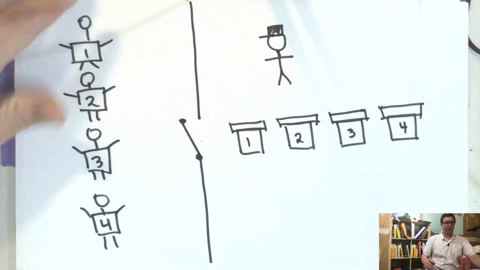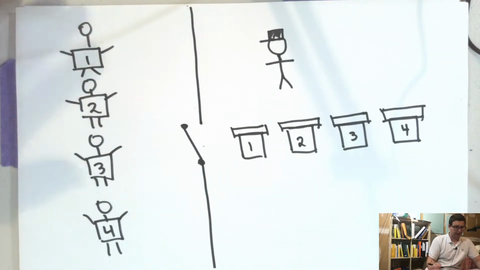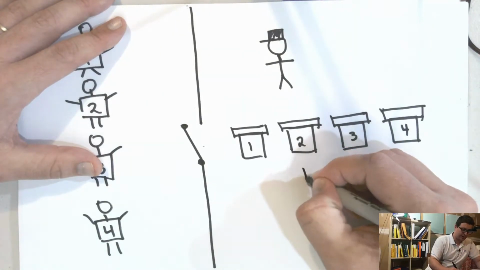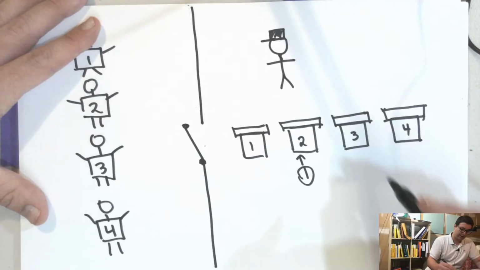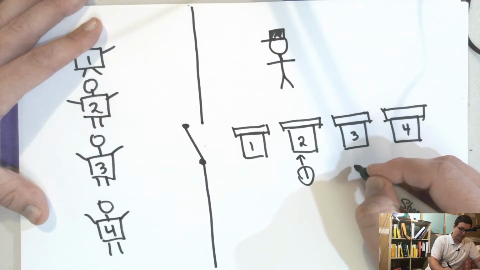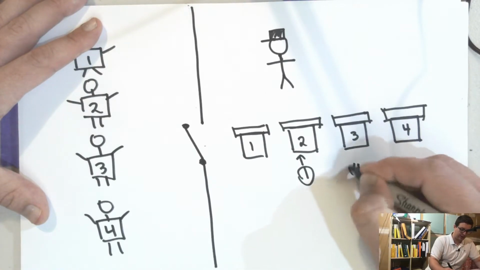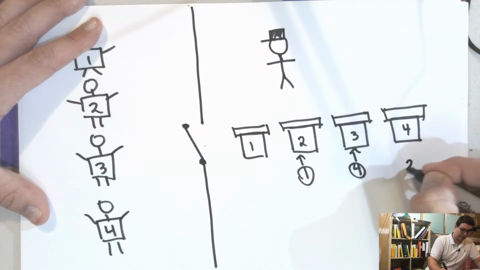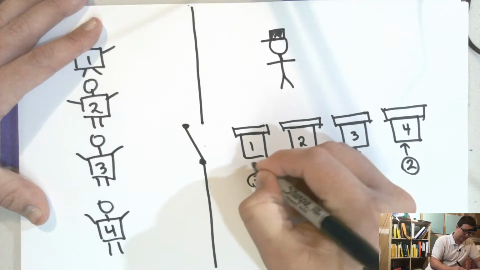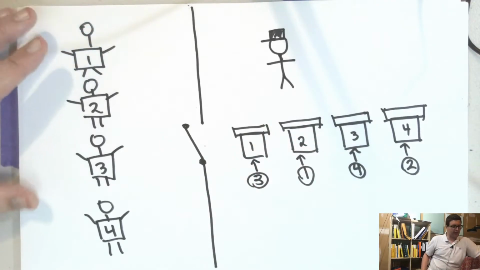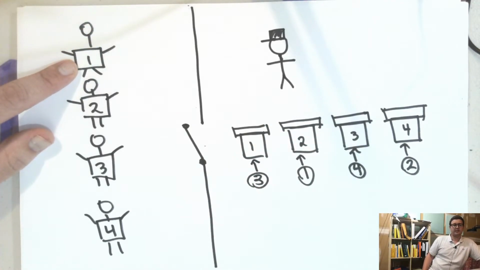What he's going to do is put each of the prisoners' numbers inside the boxes. So he can put number 1 inside here. He'll put, let's say, number 4 inside here, and then maybe he puts 2 inside here. And then what do we have left? 3 inside here. Each prisoner will get a chance to go and try and find their number.